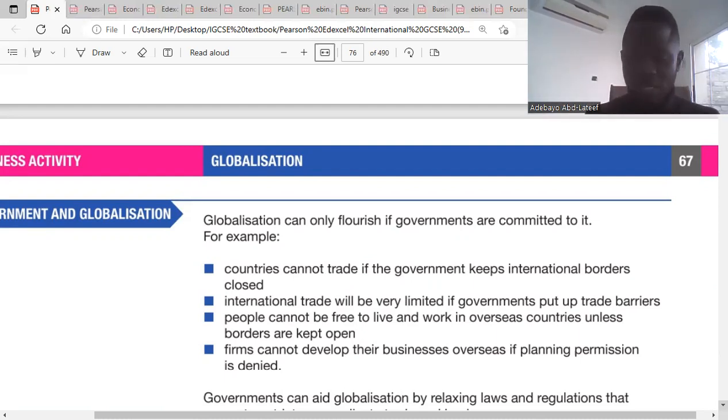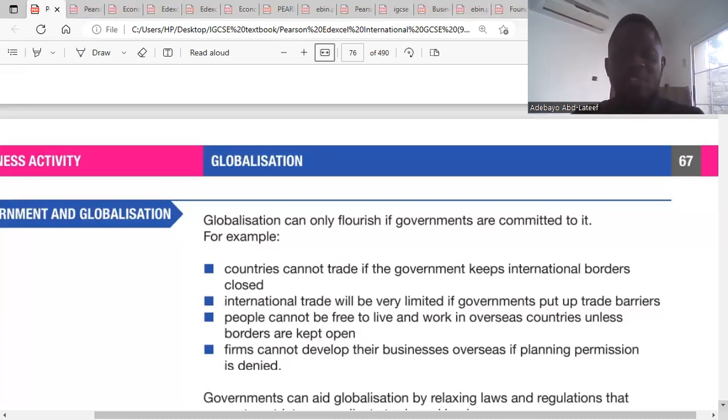What we are talking about is that without government commitment and influence, there won't be globalization. So what are the evidences? Number one, countries cannot trade if governments keep international borders closed. That means Libya will not be able to trade with Turkey, and Turkey will not be able to trade with Gabon, because the borders are closed. And who closes the border? The government. Is it clear?